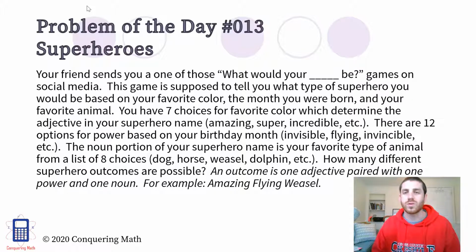You have 7 choices for favorite color, which determine the adjective in your superhero name. Amazing, super, incredible, etc. There are 12 options for your power based on your birthday month. For example, invisible, flying, invincible, etc. And the noun portion of your superhero name is your favorite type of animal from a list of 8 choices. Dog, horse, weasel, dolphin, etc.